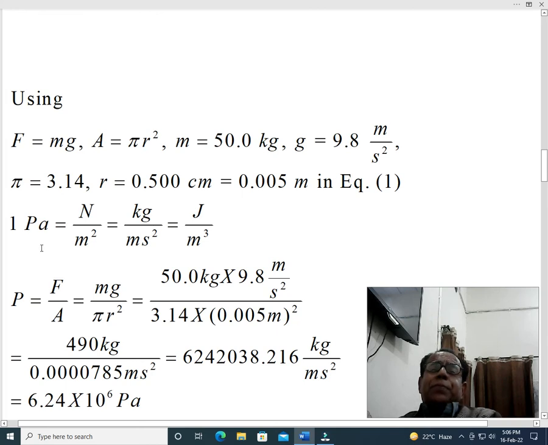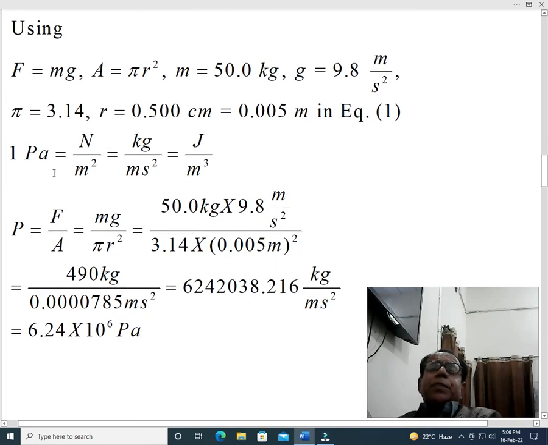Moreover, by definition of Pascal, which is the unit of pressure, 1 Pascal is equal to 1 Newton over meter squared. This alternatively becomes equal to kilogram per meter second squared. This alternatively again becomes equal to 1 joule per meter cubed. However, to the extent of this problem, we are not concerned with this last equivalent value. We are concerned only with the kilogram per meter second squared.